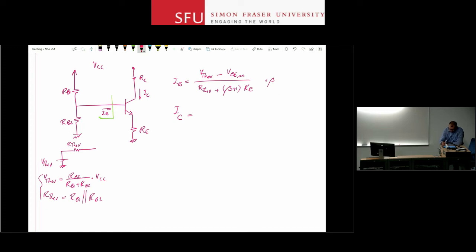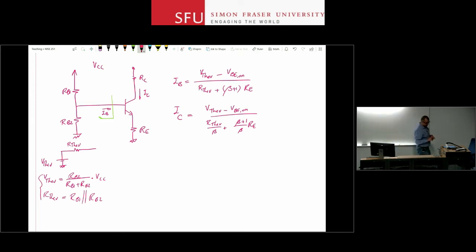And I divide everything by beta. So it's going to be V Thevenin minus VBE on divided by R Thevenin divided by beta plus 1 over beta times RE. Okay? And why did I do that? I just wanted to show you the reduced sensitivity to beta now, right?